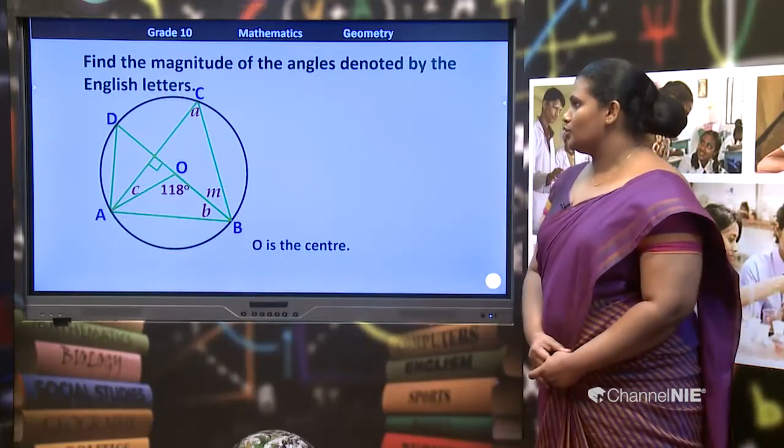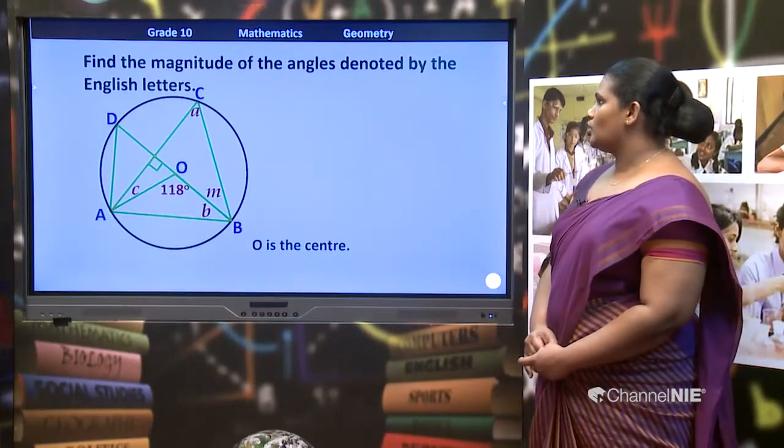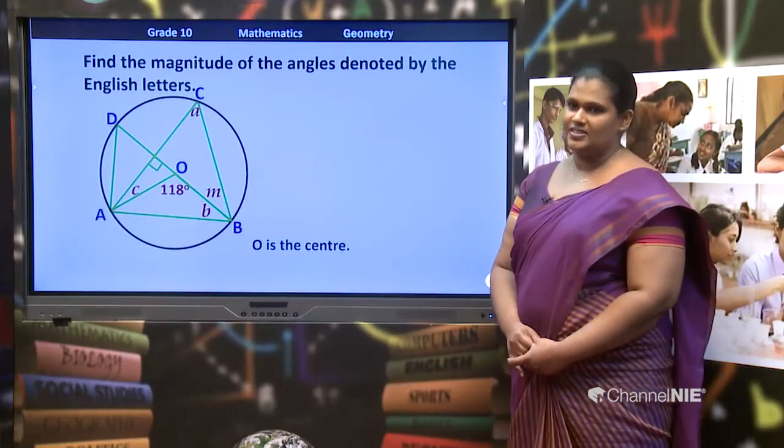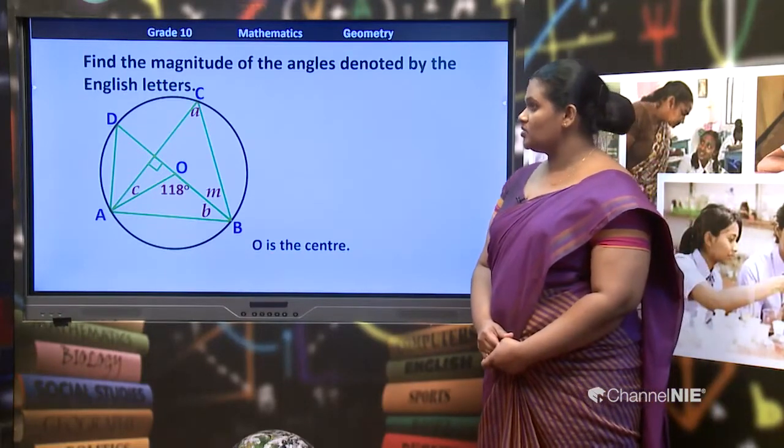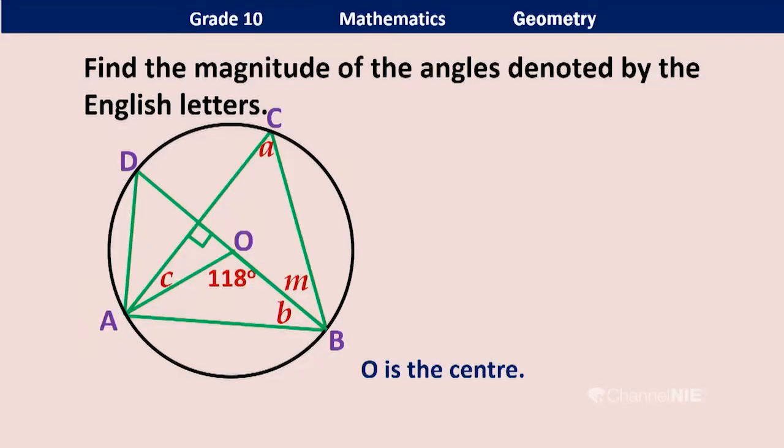Find the magnitude of the angles denoted by the English letters. Now, here in this question, we have got A, B, C and M to find the magnitude. Here also they have mentioned C is the center of this circle. Right. We will take one by one. I have just taken a part of this diagram.